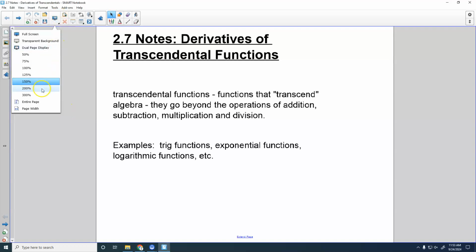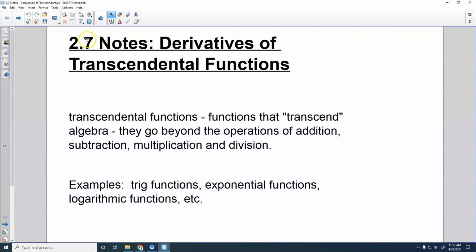Alright, sorry I can't be here this afternoon, but we are going to go through the notes for 2.7, which are the derivatives of transcendental functions. Transcendental functions are functions that transcend algebra, so they go beyond the operations of addition, subtraction, multiplication, and division. Some examples of this are trig functions, exponential functions, log functions, etc. So we're going to be looking at the derivatives of those types of functions.